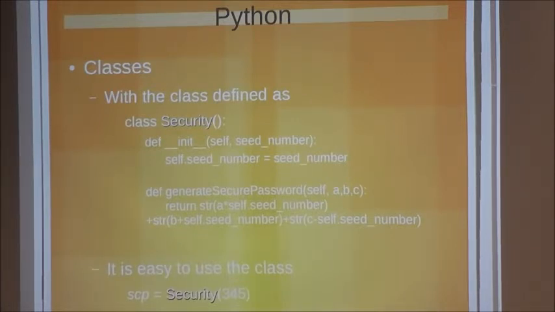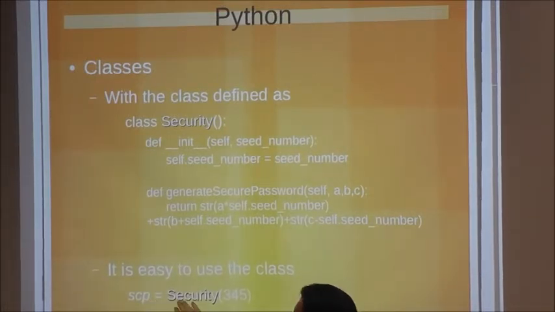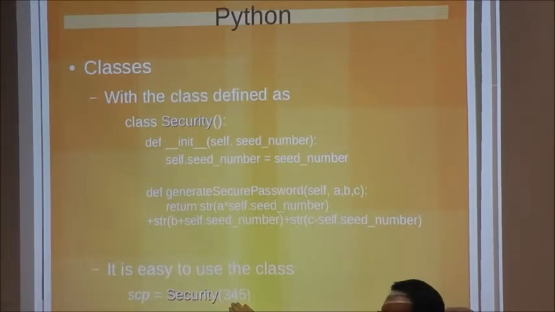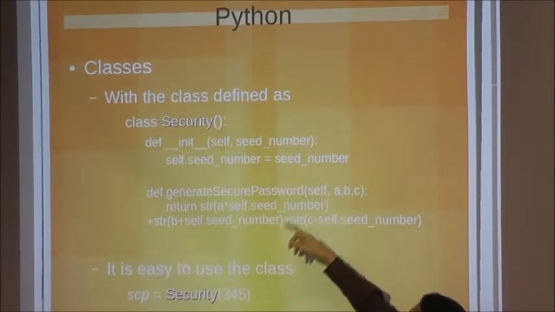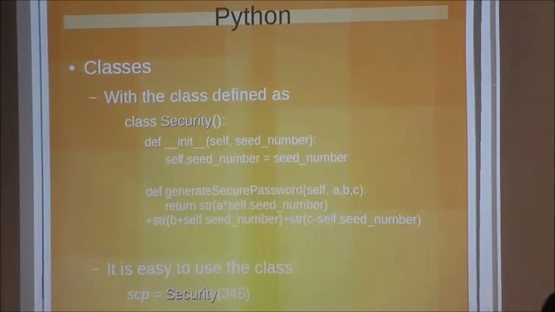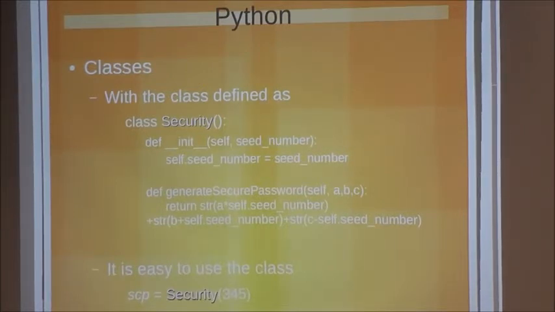Okay, so to actually instantiate the class, whenever you use the class, you make an instance of the class and use it. SCP is the instance of the class Security, and the parameter is 345, which went in as a seed number for some sort of secure operation. And then, to get your password, you have to call the function generate secure password, and pass in the parameters to that function. And then you have your new password. There's actually an underscore here, you can't see it.